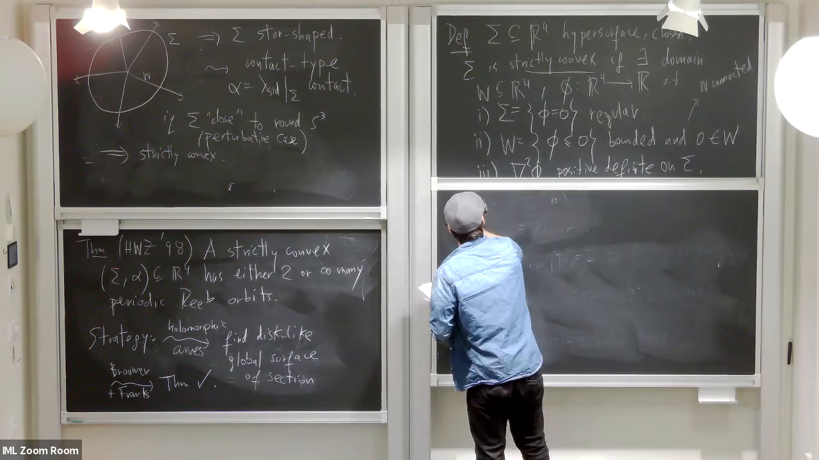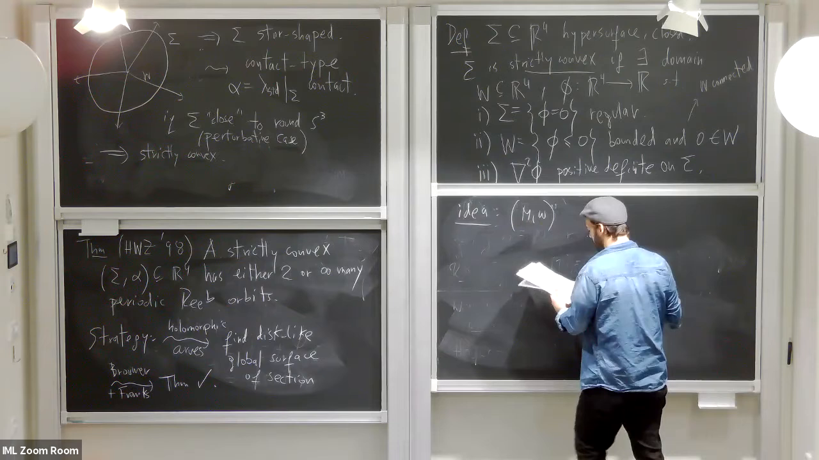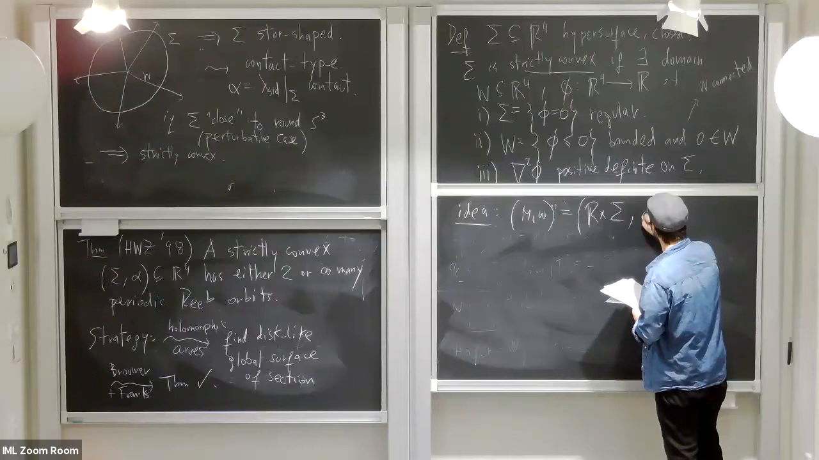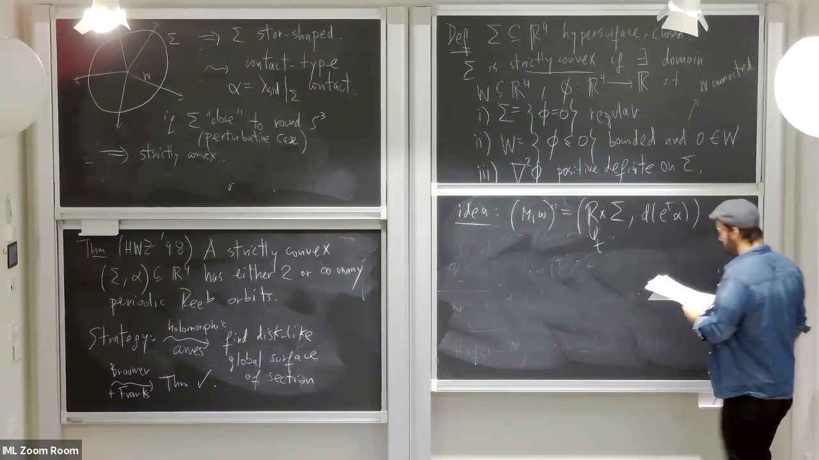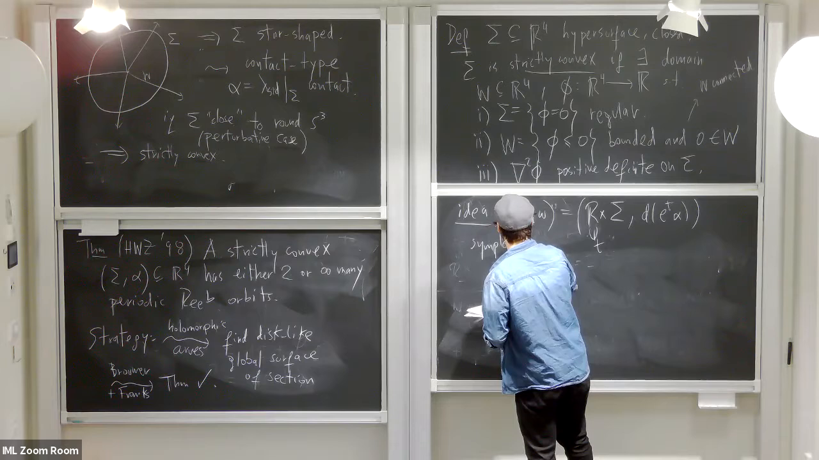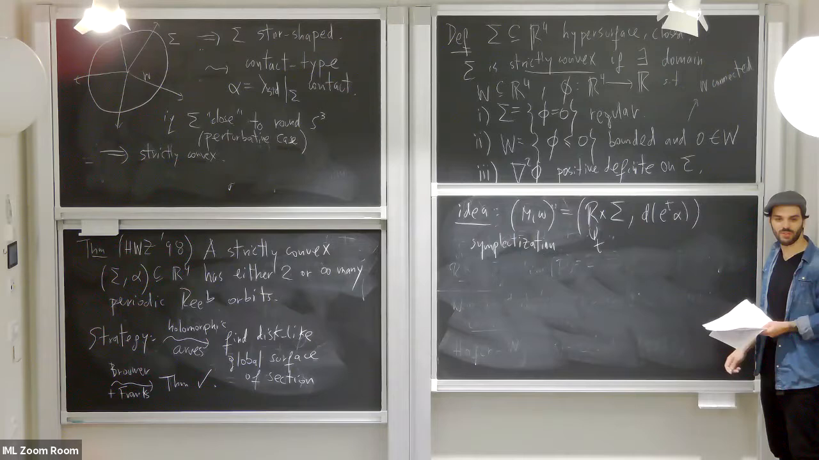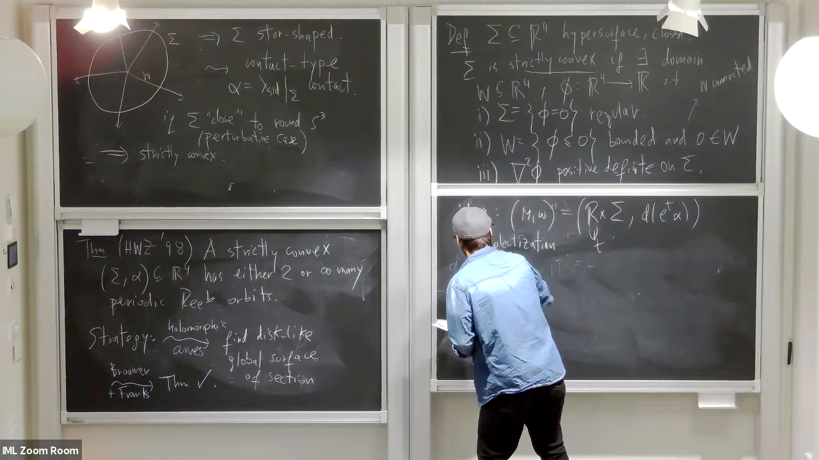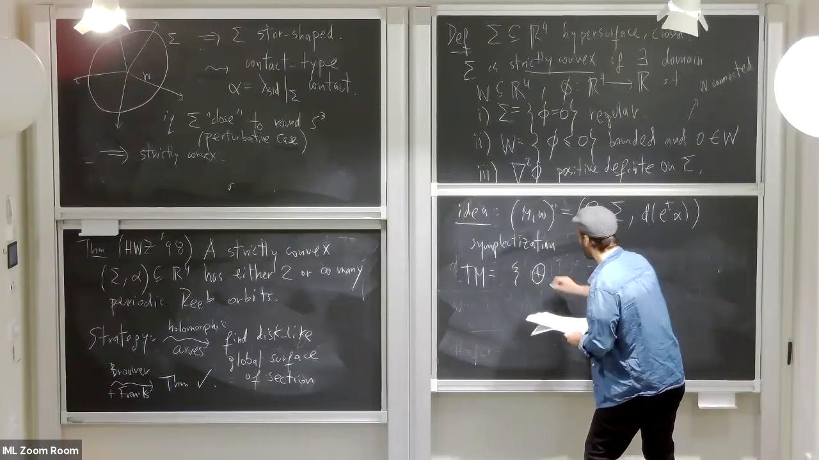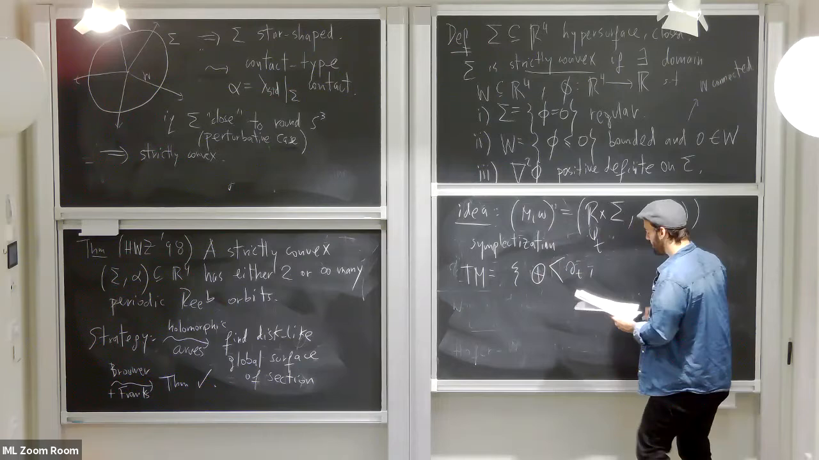So we consider the following symplectic manifold, M, omega, which is R times sigma with symplectic form the derivative of e to the t alpha, where t is the real coordinate. This is called the symplectization, or if you want, the symplectic cone of alpha. The tangent space to M splits into two pieces: xi, which is a contact structure, the kernel of alpha, and a trivial line bundle spanned by the R direction, partial t, and the Reeb vector field of alpha.